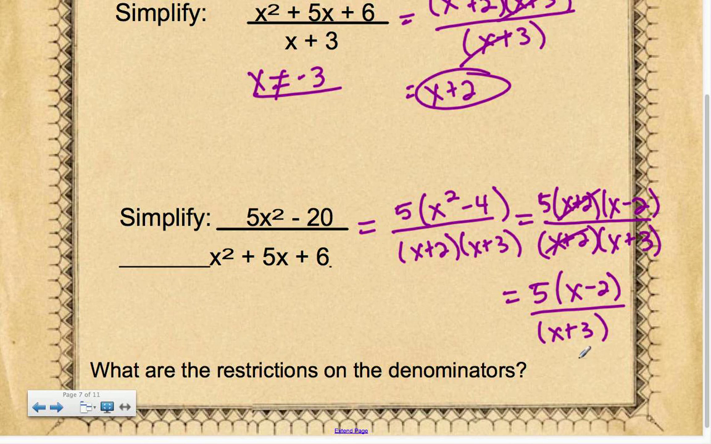Nothing can cancel out here, can it? Nope, the factors don't look alike. We can only cancel out like things. So in our restrictions, what do we say? Here, x can't equal -2 and x can't equal -3. So that would be our final answer.